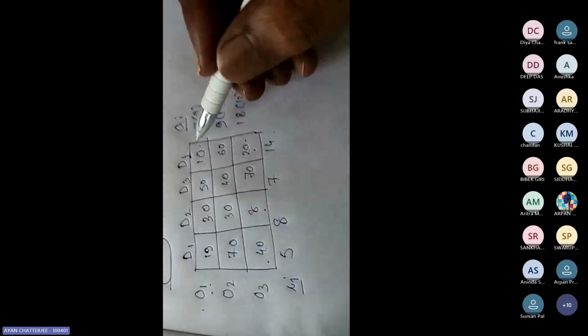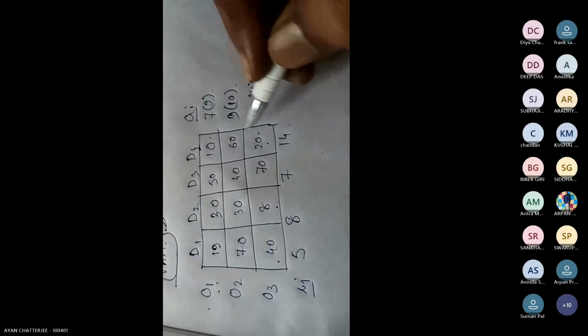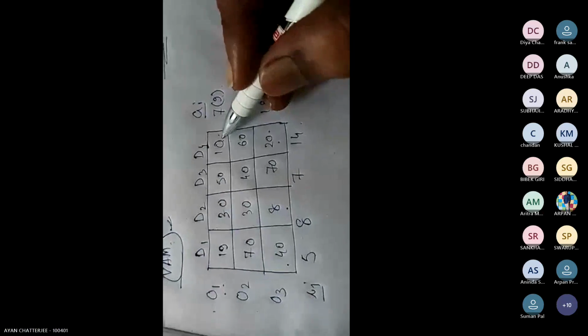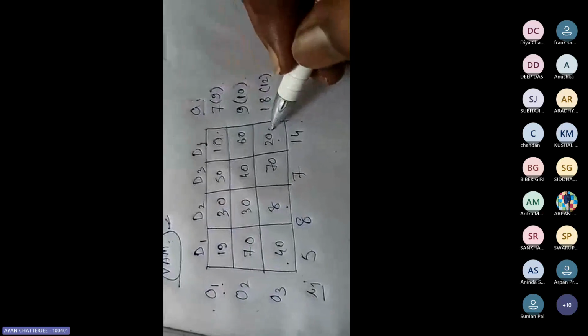Similarly, we'll do the same operation in the columns. The lowest cost is 10, right? And next to that is 20. So the difference is 20 minus 10, it is 10. For this one, it is 40 and 50. So the difference is again 10, right? For this one it is 8, next one is 30. So the difference is 22, right?